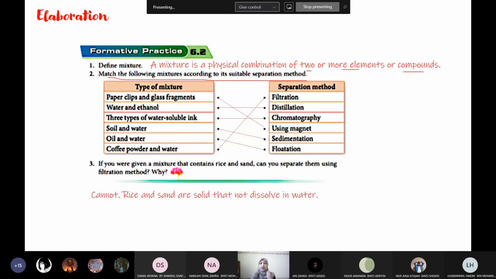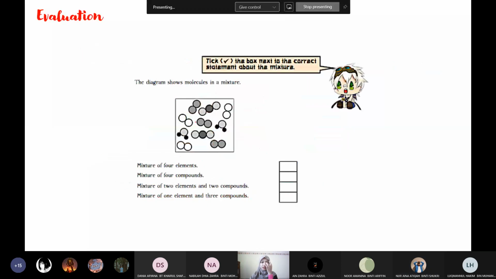Let's look again. Actually we can't separate a mixture of rice and sand using filtration. Rice and sand are solids that do not dissolve in water. But filtration needs one insoluble solid and one liquid. So we cannot. Okay, do you understand this one? Yes. Alright, next question.